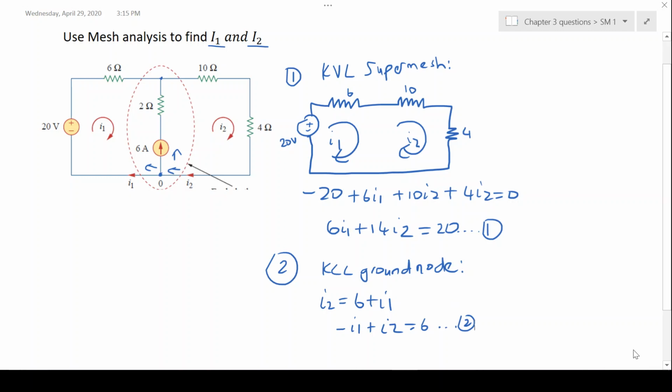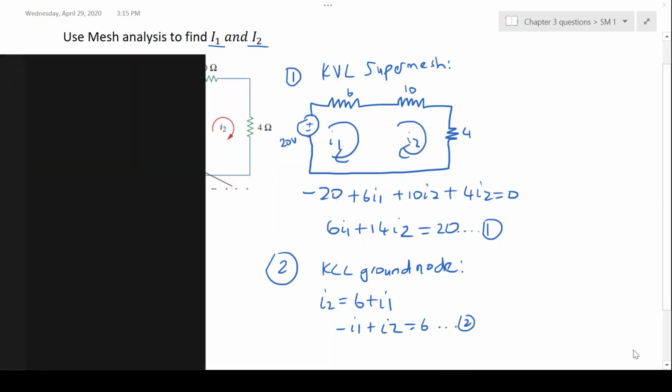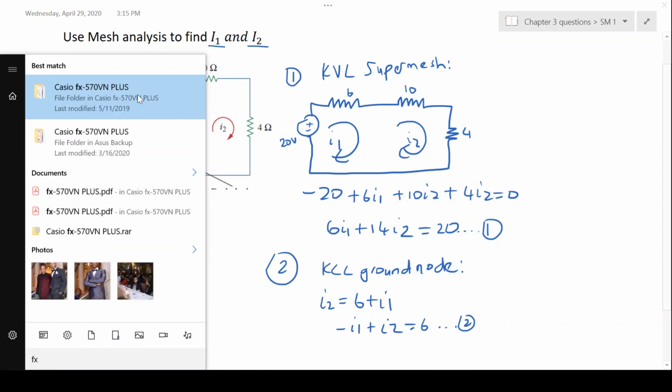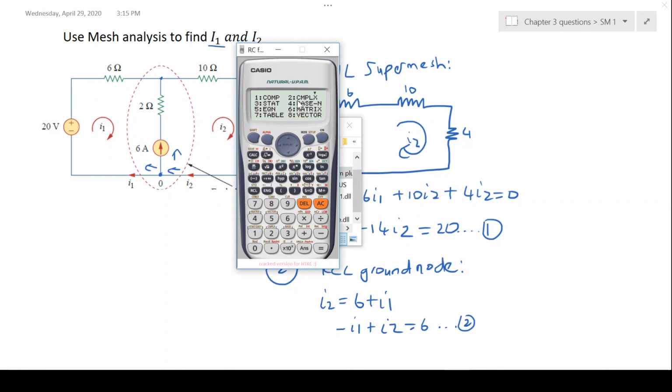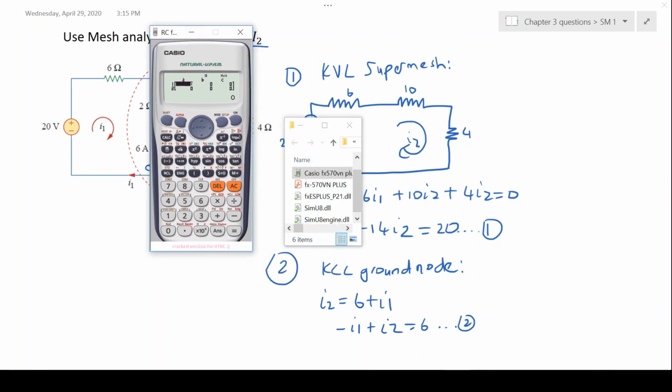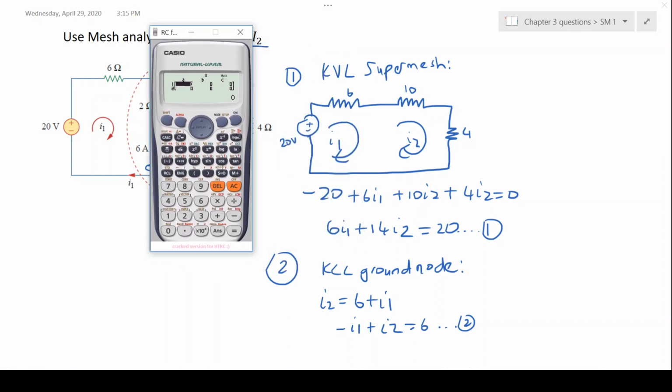And now to solve these equations, we can use our calculator and put it in equation mode. So we will say it's equation mode, equation 1, and the coefficients. Our first equation's coefficients are 6, 14, and 20. And the second equation's coefficients are minus 1, 1, and 6.